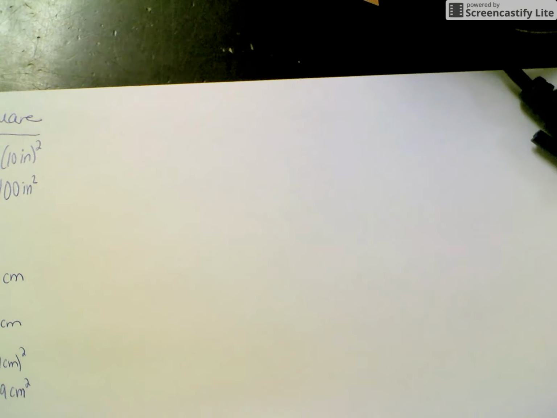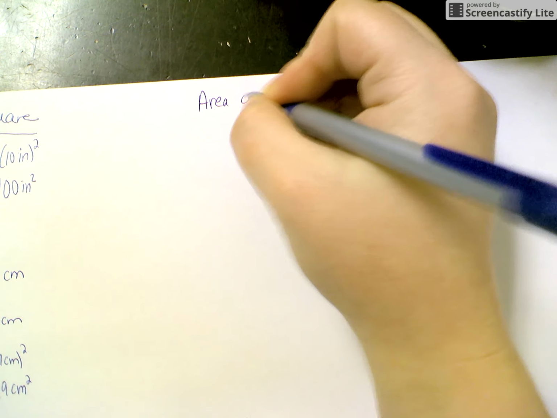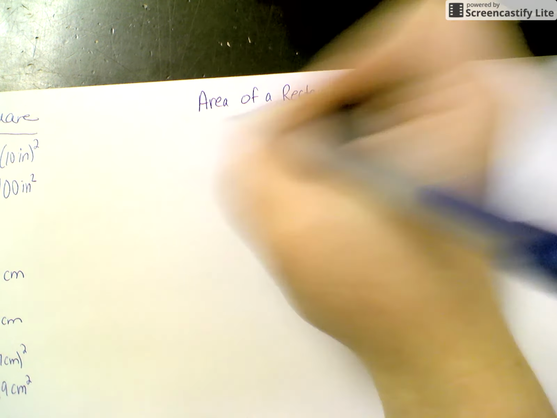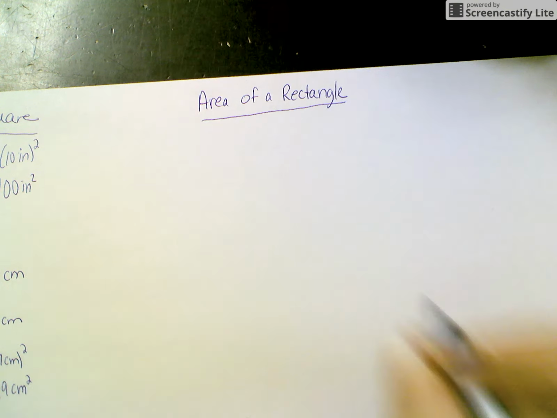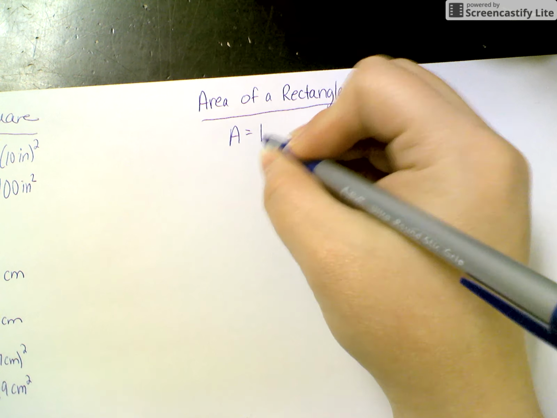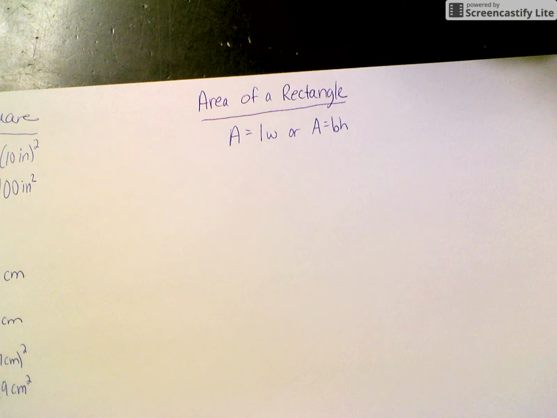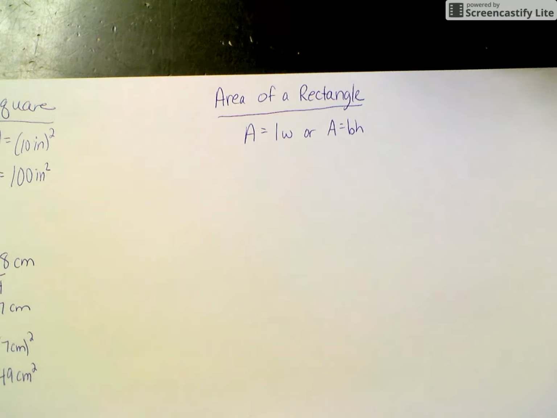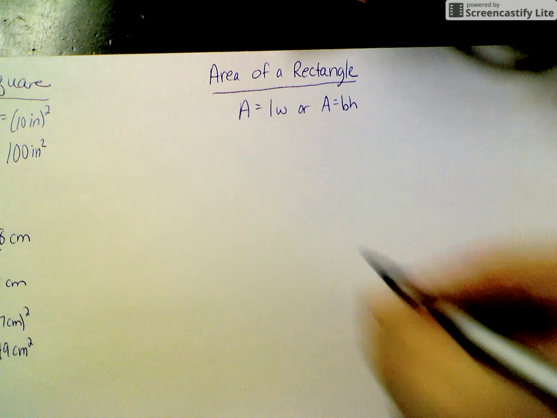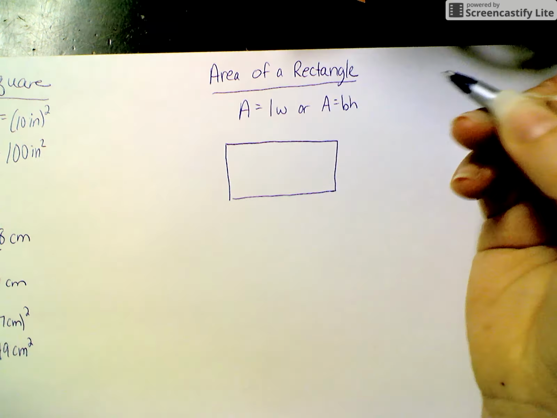All right, rectangles. The formula for the area of a rectangle is similar, but since rectangles do not have four equal sides, we can't do side times side, but we can do the length times the width, or the base times the height. And I will use those both interchangeably throughout class. So we can start off with a pretty easy rectangle question.